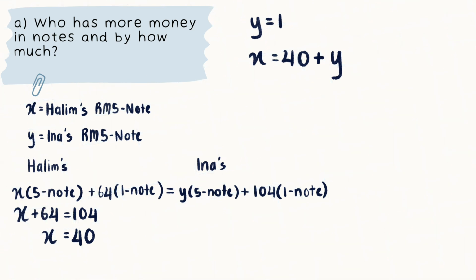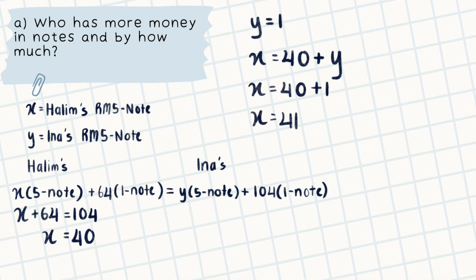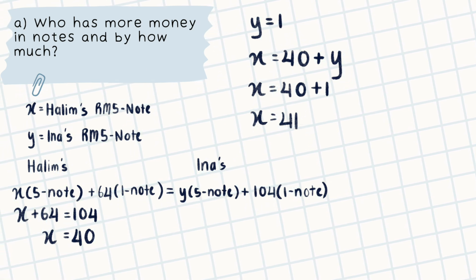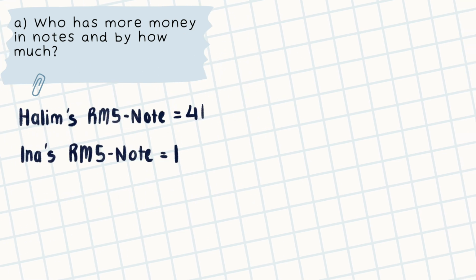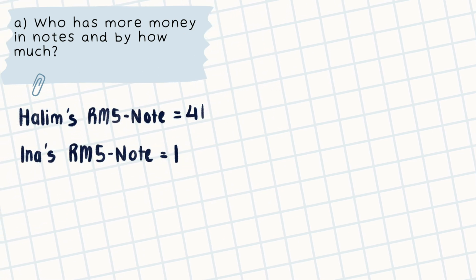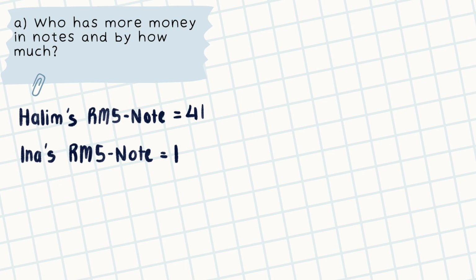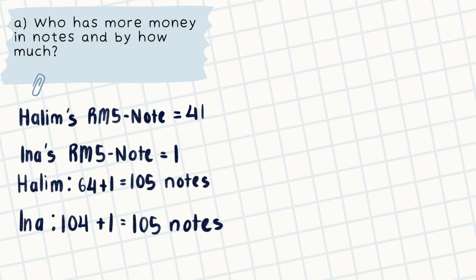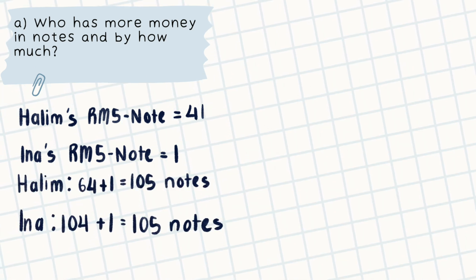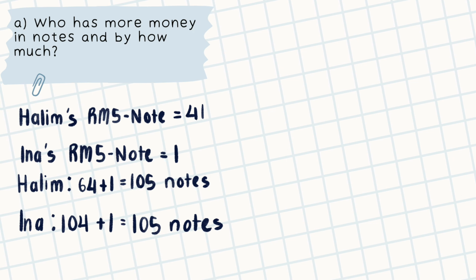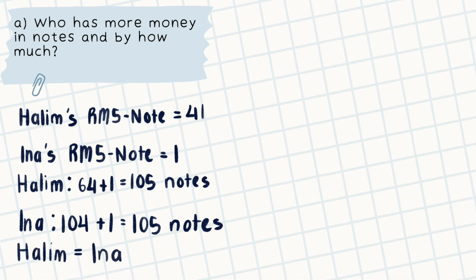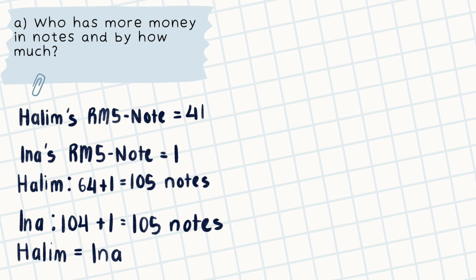After that, substitute 1 into the equation. Therefore, you will get X equal to 41. Now, by combining all of the information, we can see that the number of Halim's RM5 notes is 41 while Ina's is 1. So, in order to get the total notes of Halim and Ina's RM notes, we can do the additions. Therefore, Halim and Ina have the same number of RM notes, which is 105 notes.